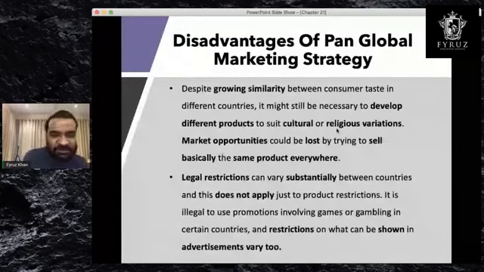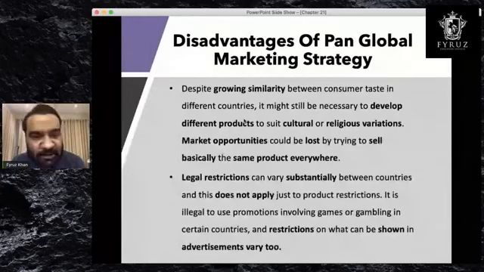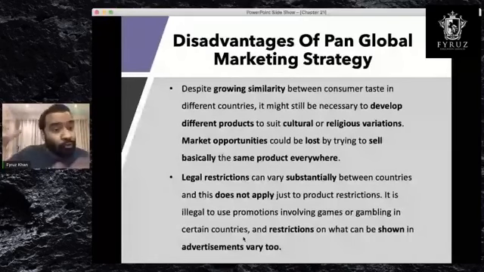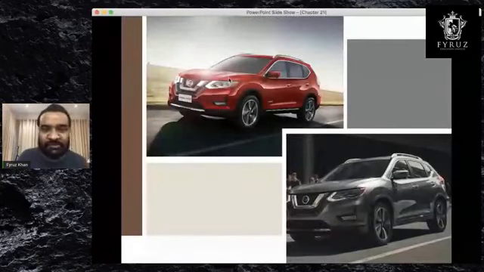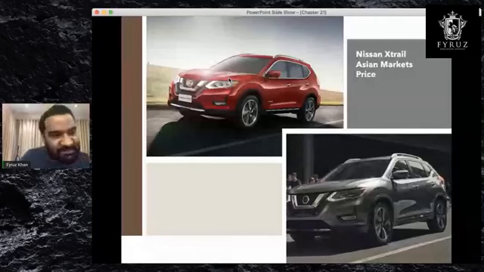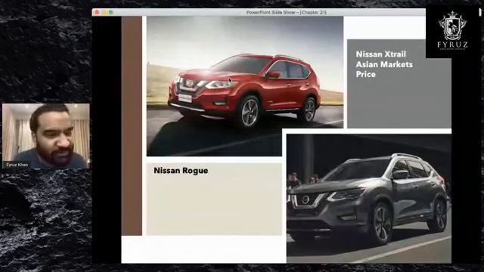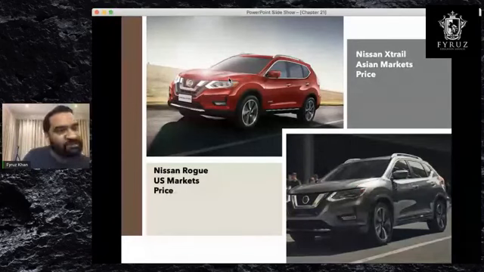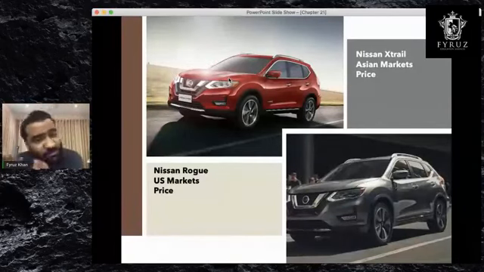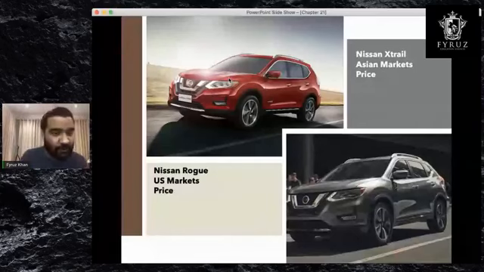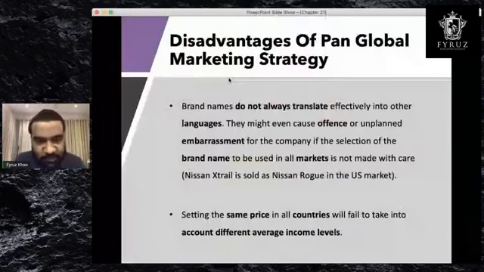But then the disadvantage is that people are different in different regions, so there may be a conflict. You may not be able to sell the same product. Okay, legal restrictions may vary, rules may vary. I've given you an example of X-Trail. X-Trail in the Asian market is called Nissan X-Trail. Price is different. In America, it's known as Nissan Rogue in the US market. And the price is also different because the income levels per head are different in the Asian market and the US market. Price will be different. Tastes are different. Okay. So we've talked about it.